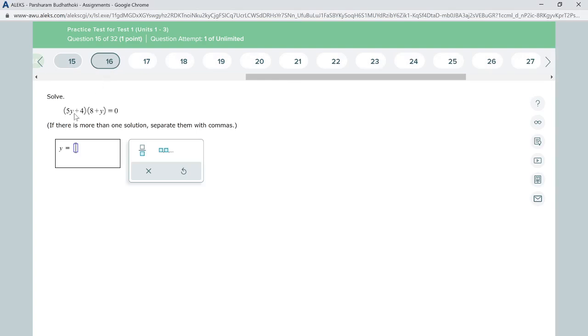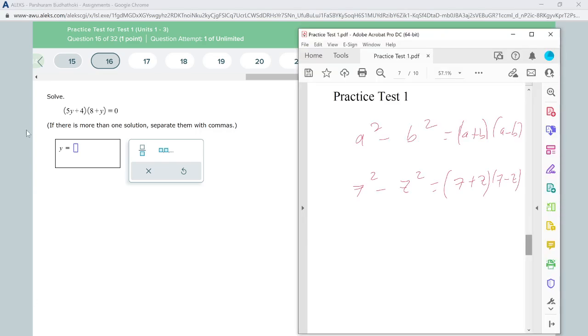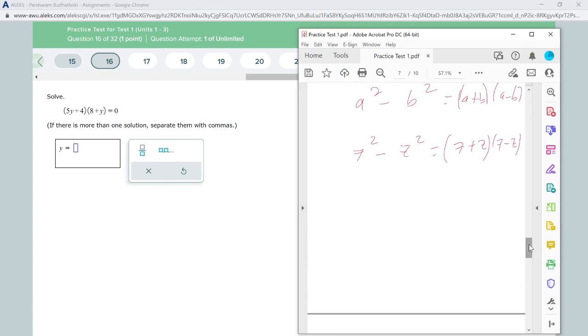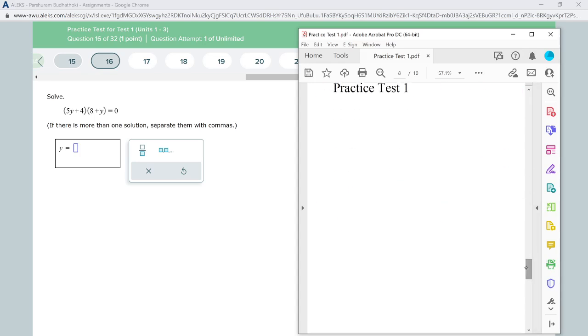Here, solve this. If you have an equation like this, where you have factors on the left side and 0 on the right side, you can use this: if a times b equals 0, that means either a equals 0 or b equals 0. By solving both of them, you can find the answer for the variable. In this case, you have 5y plus 4 equals 0 and 8 plus y equals 0. Both situations could be possible, so we need to solve both of them.